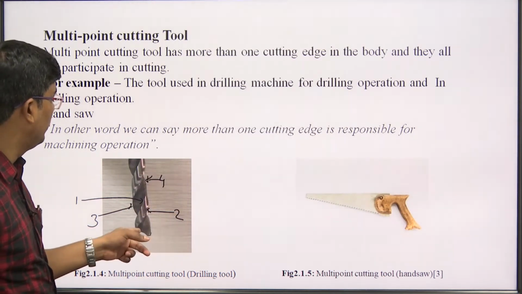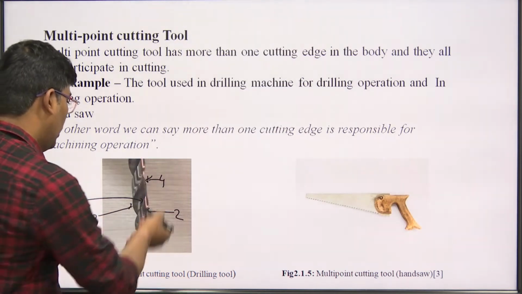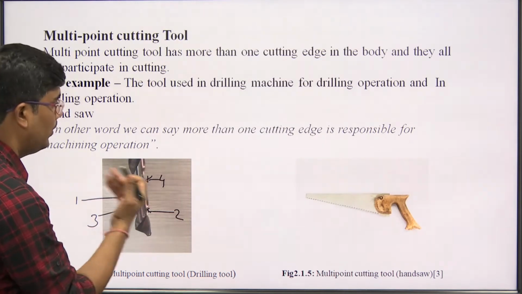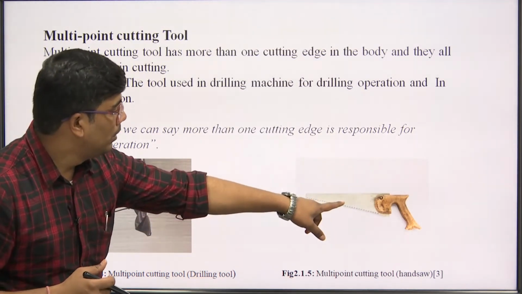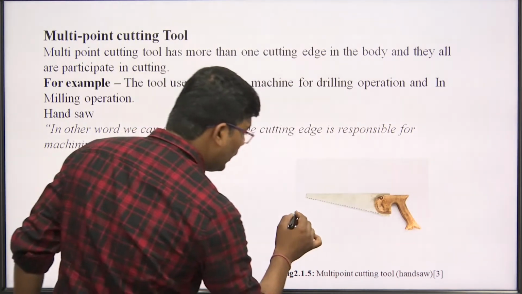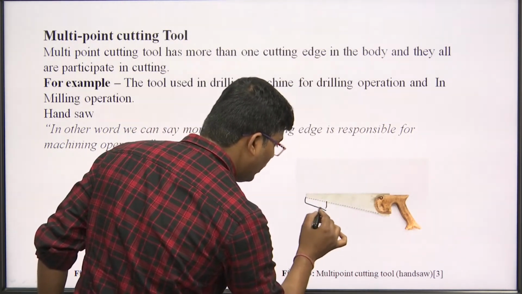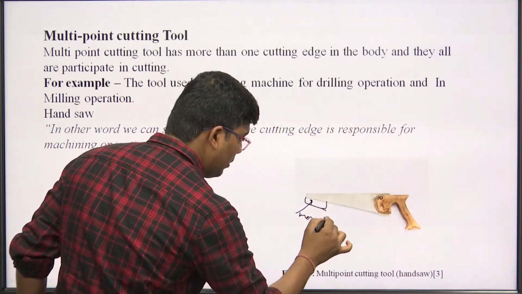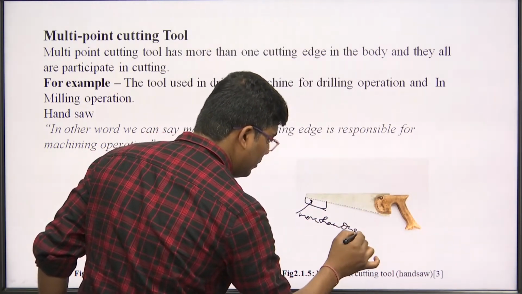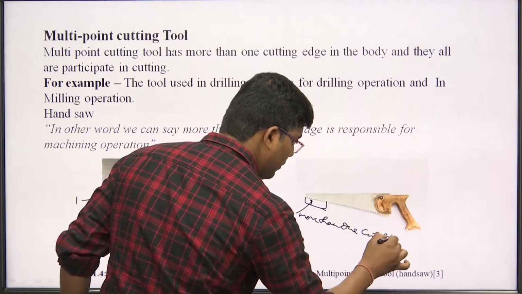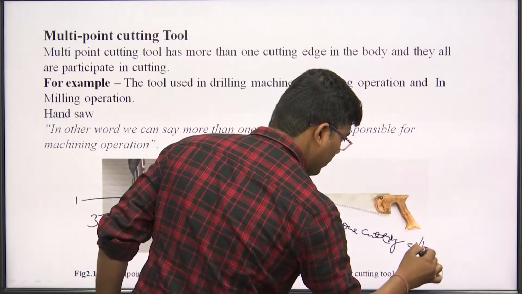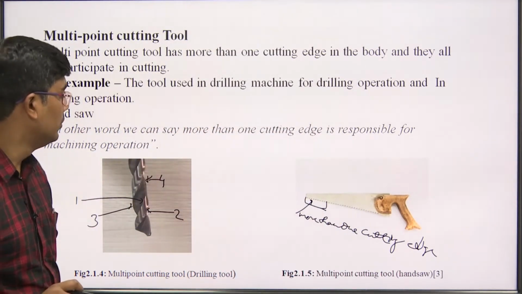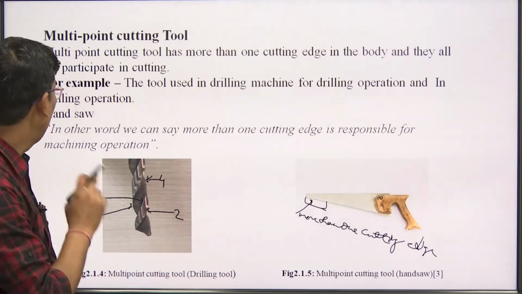When you do drilling, you see we feed the whole tool, and all the cutting edges of the tool are responsible for cutting. Here you can see another, the hacksaw, which has more than one cutting edge, and they all perform during the machining operation. So it is known as a multiple point cutting tool.